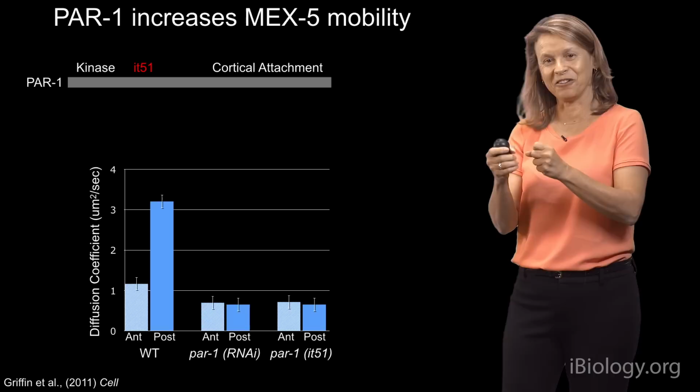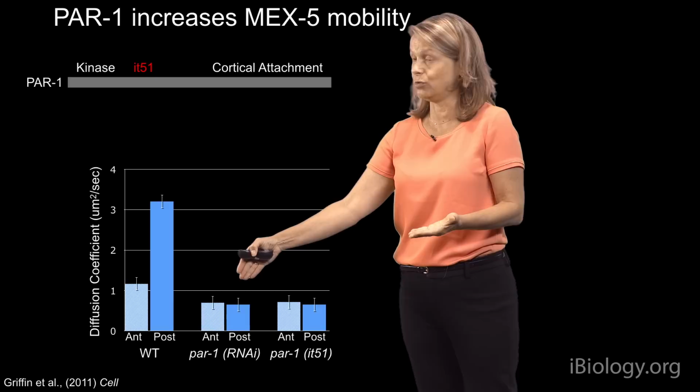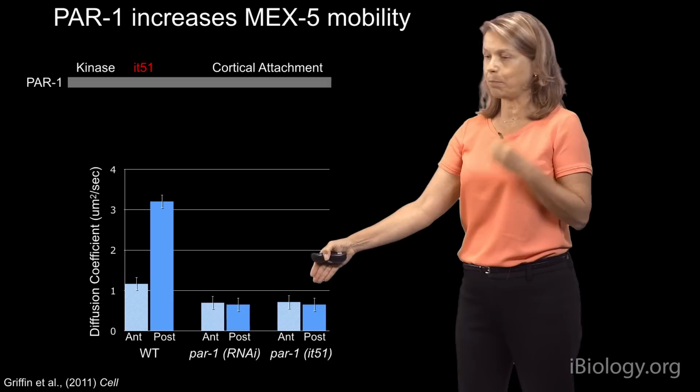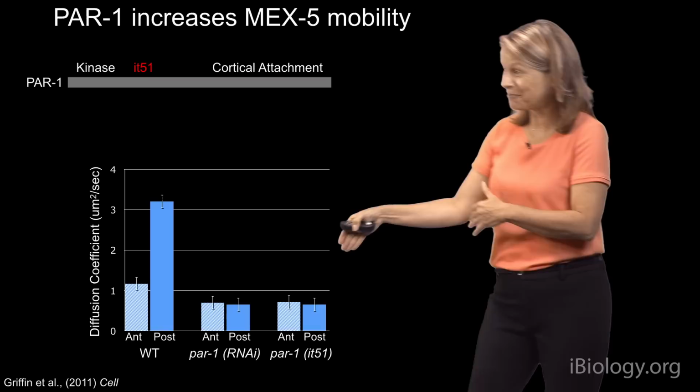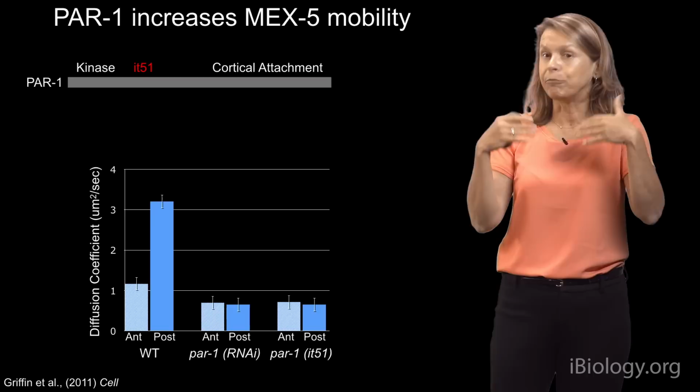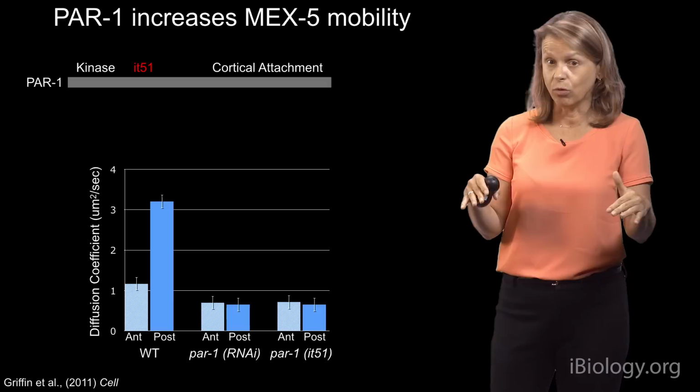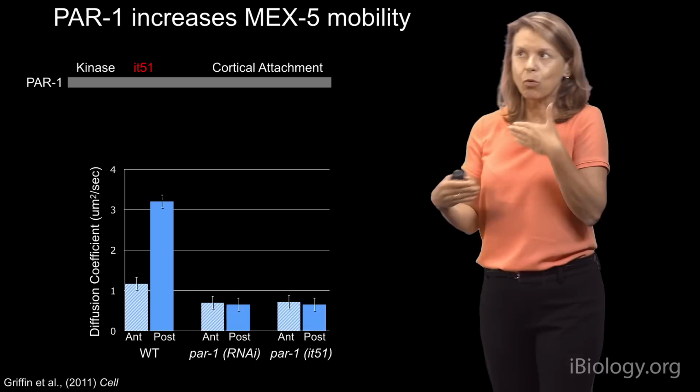You can get rid of PAR1 by using an RNAi treatment, or by using a nice PAR1 allele that was generated and characterized by Ken Kemphues. In both of these cases, we now see that MEX5 stays very sluggish. So if PAR1 is not around to phosphorylate MEX5, MEX5 stays slow in both the anterior and posterior cytoplasm. Okay, so that suggests that PAR1 is somehow required to speed up MEX5.